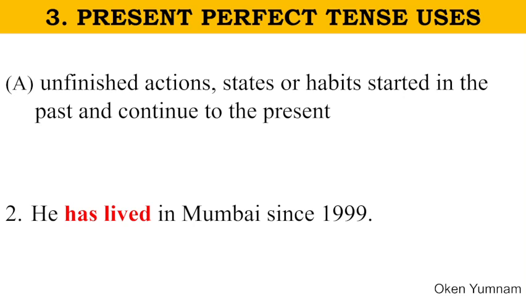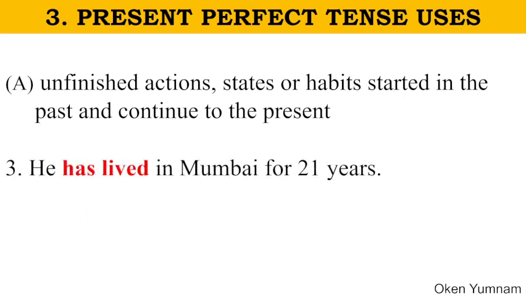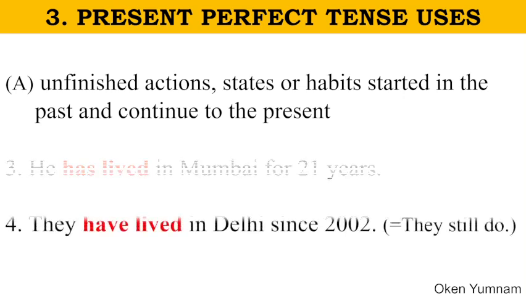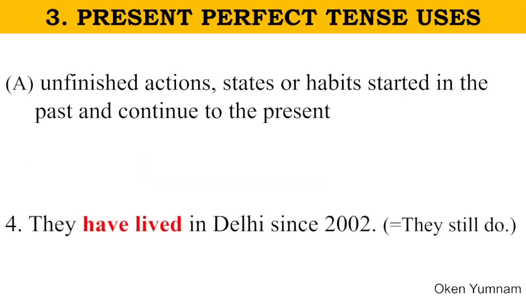He has lived in Mumbai since 1999. So from a specific time you have started living and still you are living. So from past it has started and still continuing. So present perfect tense here. He has lived in Mumbai for 21 years. Yes, means for the last 21 years. They have lived in Delhi since 2002. It means they still do.